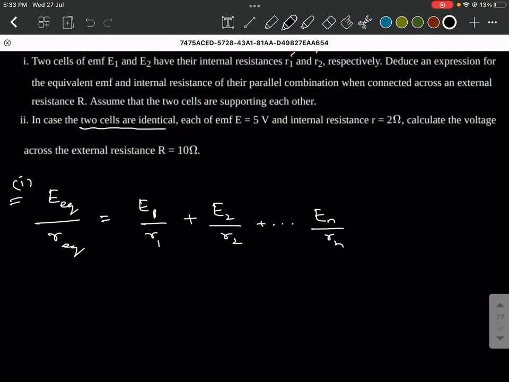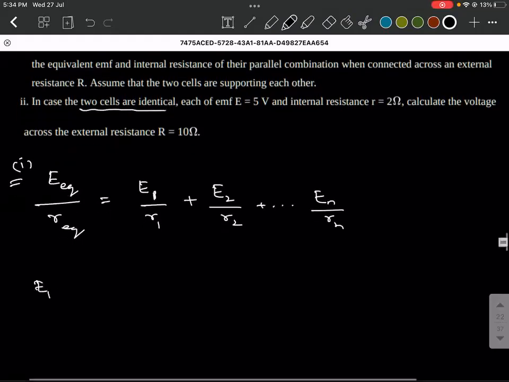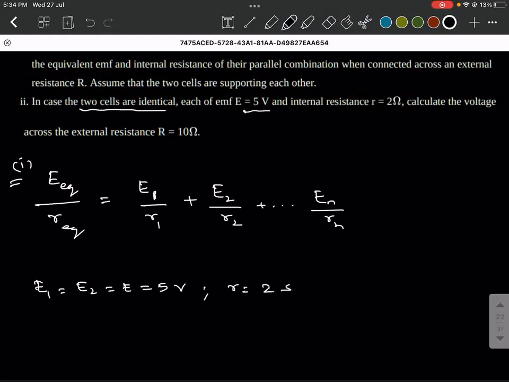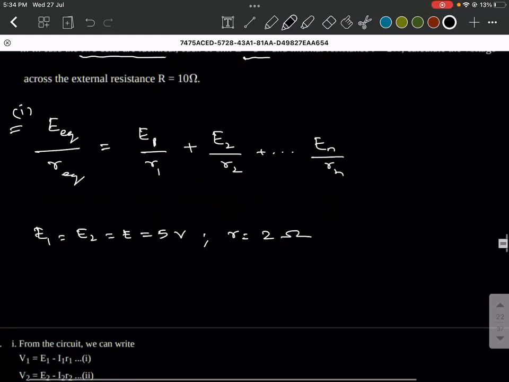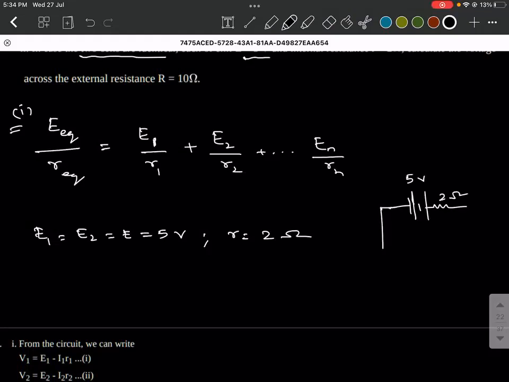Okay. In case the two cells are identical, what is the meaning of this? E1 is equal to E2, equal to E, and its value is 5 volt, and the internal resistance of each is 2 ohm. Calculate the voltage across the external resistance when it is 10 ohm. First of all, can you draw the circuit diagram for this? So this is 5 volt, this is 2 ohm.